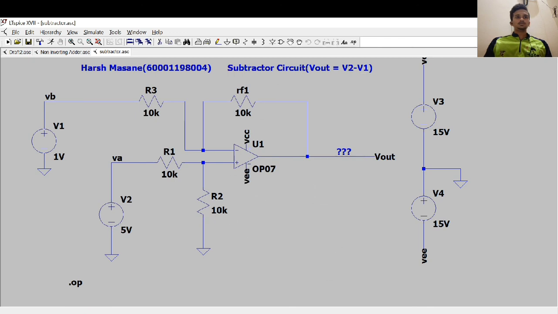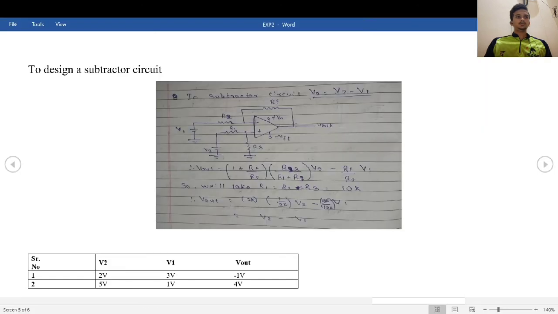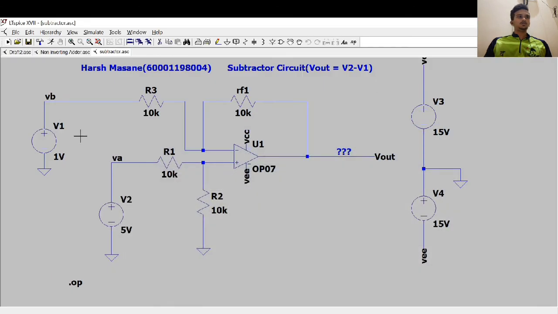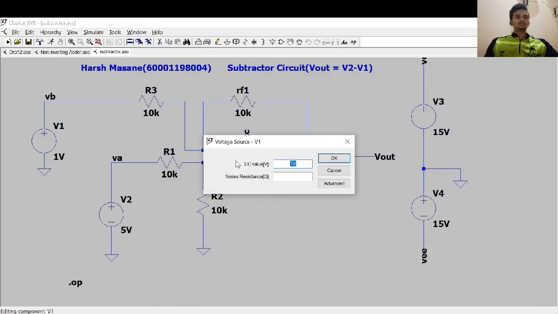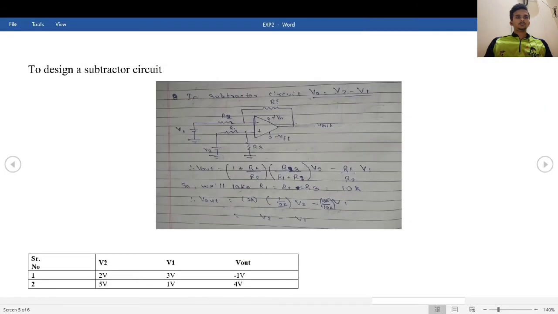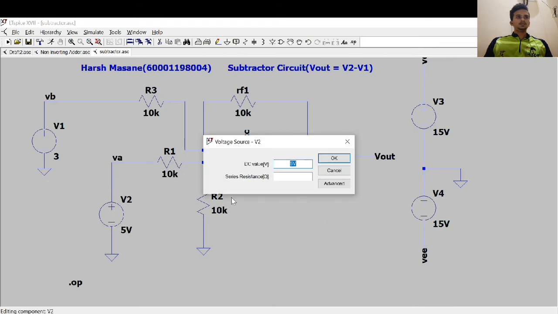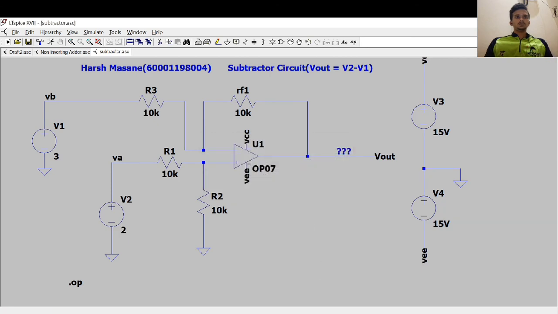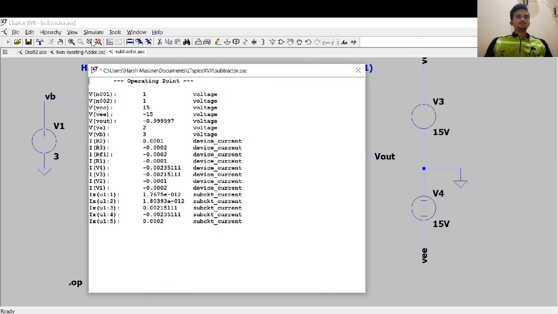So let's go for this condition, that is V2 will be 2 volts and V1 will be 3 volts. V2 will be 2 volts and V1 will be 3 volts. Okay, so let's run this. Our output will be minus 1 volt. So the Vout is minus 0.99, which is approximately 1 volt.